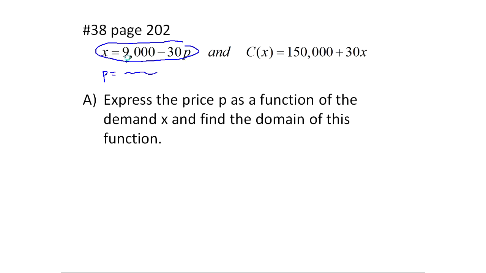So if I subtract 9,000 from both sides, I would have x minus 9,000 equals minus 30p. And then how would I solve for p from here? That's basic algebra. I could multiply by minus 1 over 30 on both sides. So I'd end up with minus x over 30 plus negative 9,000 divided by negative 30, which gives me positive 300. And I end up with this.